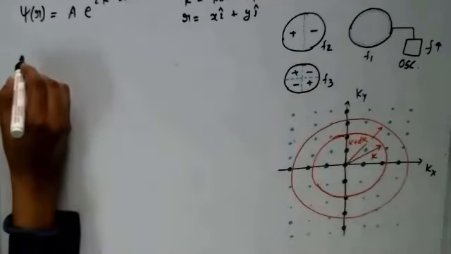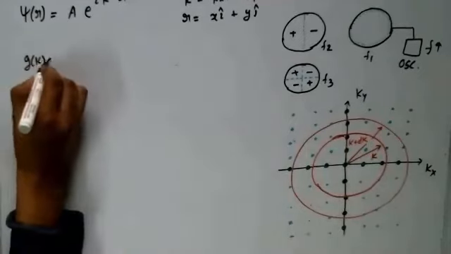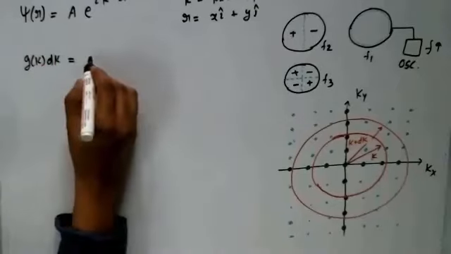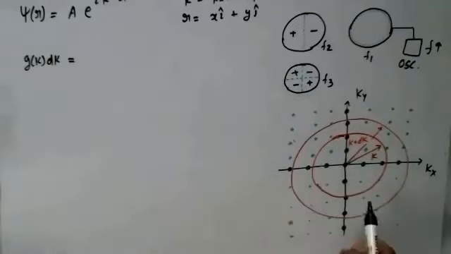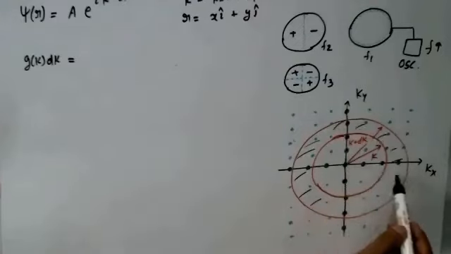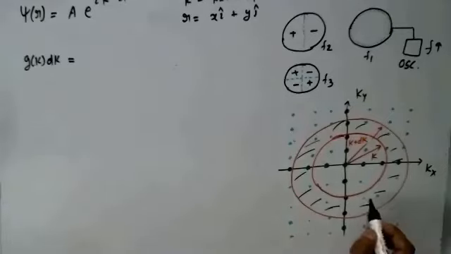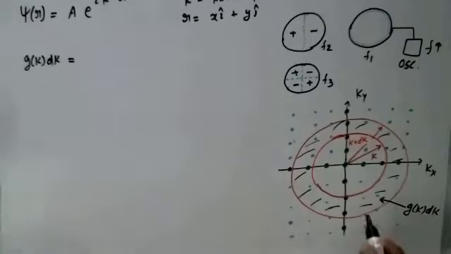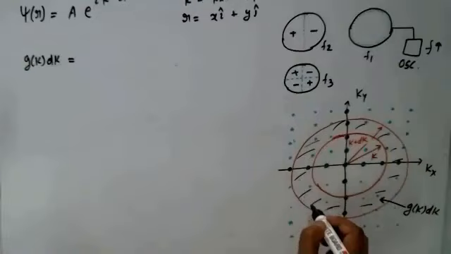So I'm going to find now g(k) dk, and this represents the number of states in the interval k and k plus dk. तो ये जो रीजन है, इस रीजन में कितनी स्टेट्स होंगी वो हमें काउंट करनी है. So in this region, you're going to find the number of states represented by g(k) dk. Means you have to count the number of points here, no? Number of dots. And how can you do it?